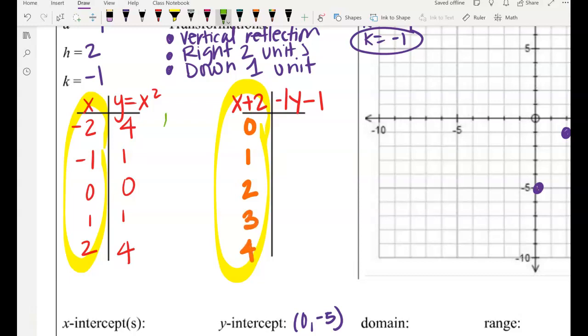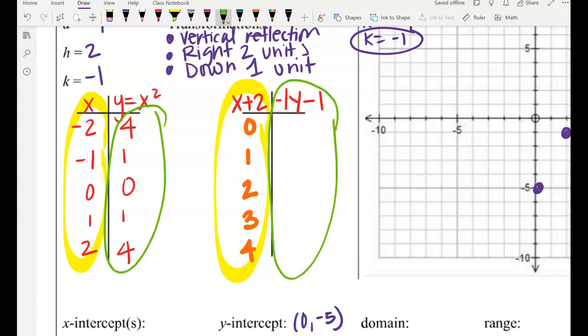Then we can take all of the parent outputs, and we are going to change them right here. 4 times negative 1 is negative 4, minus 1 is going to be negative 5. 1 times negative 1 is negative 1, minus 1 is negative 2. Then we have a negative 1. And remember, this should really reflect, so we should get the first two outputs here. 1 times negative 1 is negative 1, minus 1 is now back to negative 2, and we know this is going to be a negative 5.